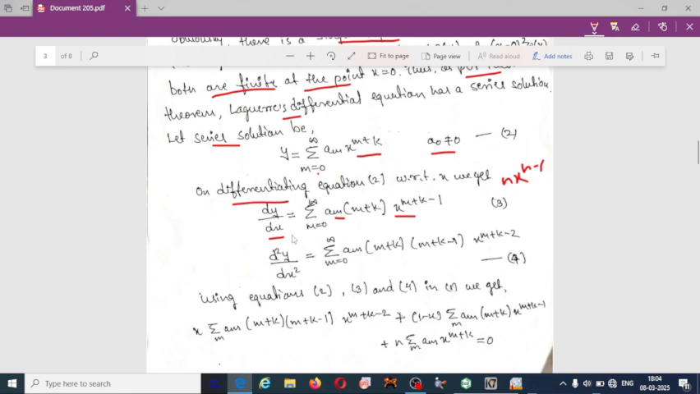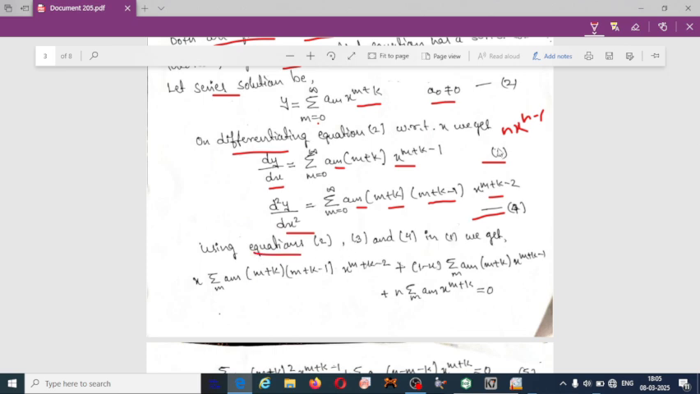Once again we have to differentiate. Consider it as equation 3. If you differentiate equation 3, d squared y by dx squared equals summation m equal to 0 to infinity a_m (m plus k) as it is. Again we have to differentiate like x to the power n, so (m plus k minus 1) x to the power m plus k minus 2 we will get. Let us consider it as equation 4.